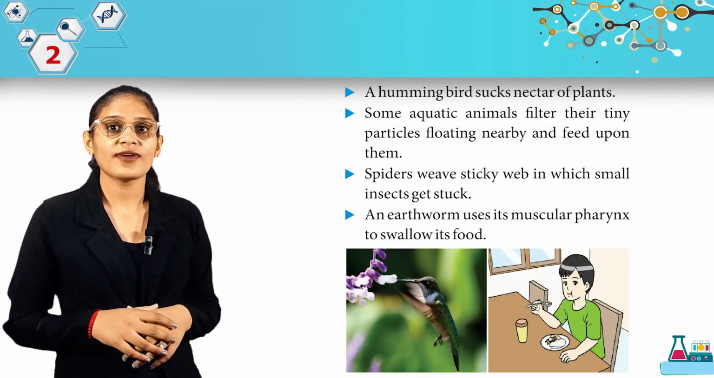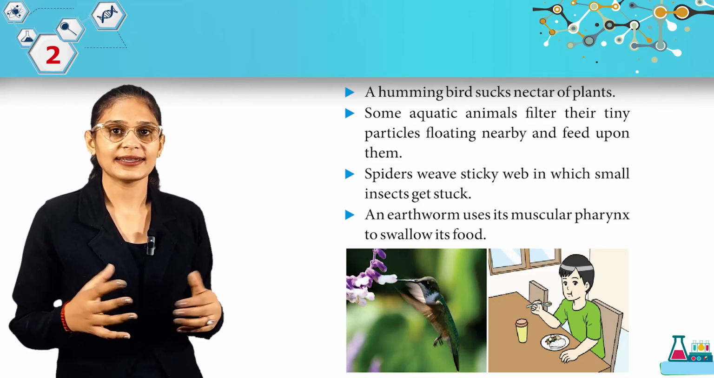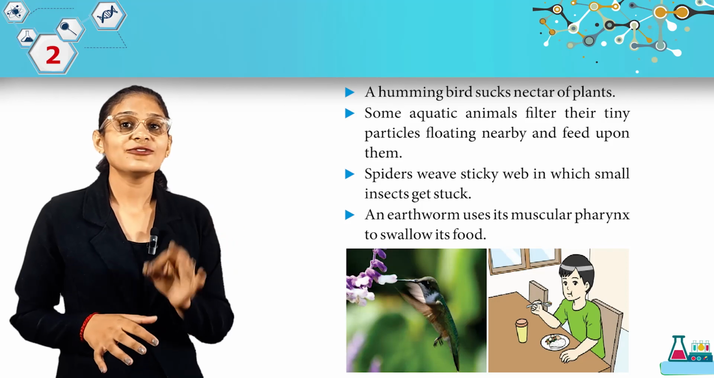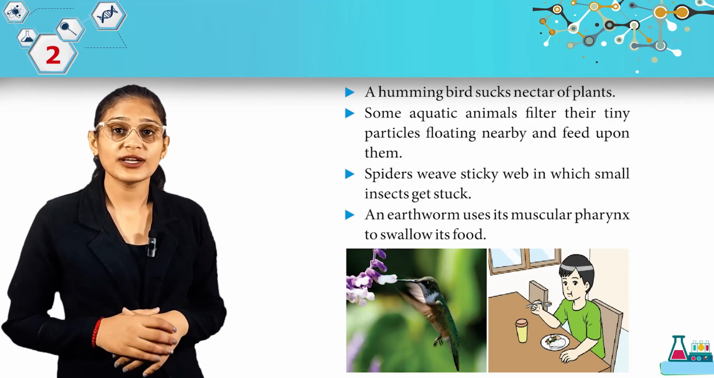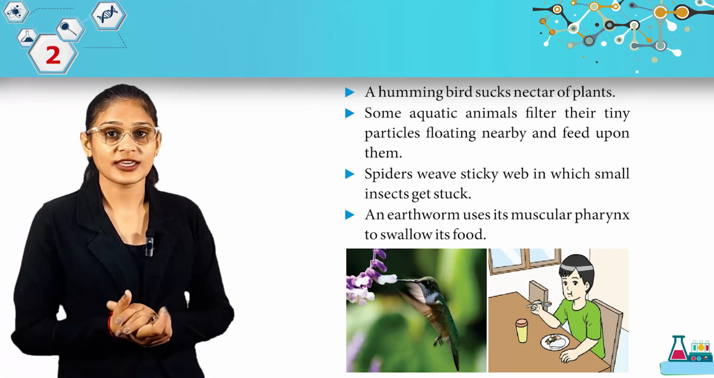Spiders weave a sticky web in which small insects get stuck. An earthworm uses its muscular pharynx to swallow its food. So students, these are the different modes of taking food.